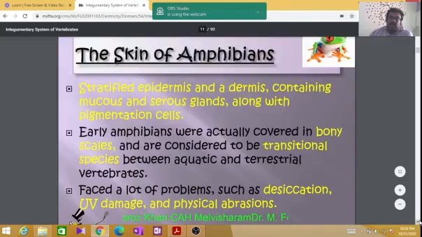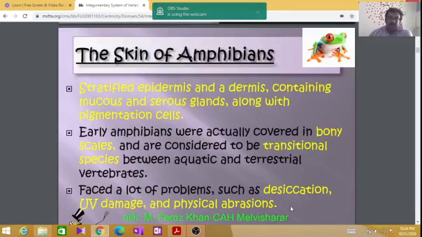The amphibians, in the evolutionary history, are the animals that came from water and are now living on land. They have to adapt both on land as well as in water. So they have a stratified epidermis and a dermis, with various glands along with pigmentation cells and bony scales. In earlier amphibians, there were many bony scales. Then they were modified into skin.